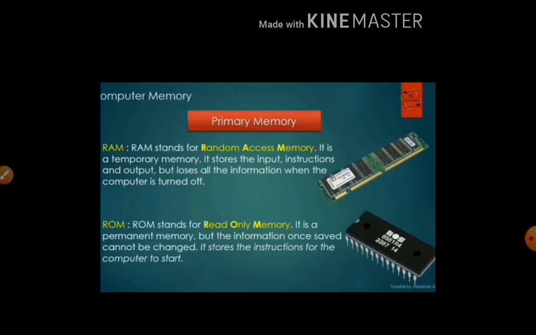Primary memory: RAM and ROM. RAM stands for random access memory. It is temporary memory. It is volatile memory also. ROM is read-only memory. It is a permanent memory. It is non-volatile memory, which means the information or data is not lost if the power of the computer is turned off. So it is also known as non-volatile memory.